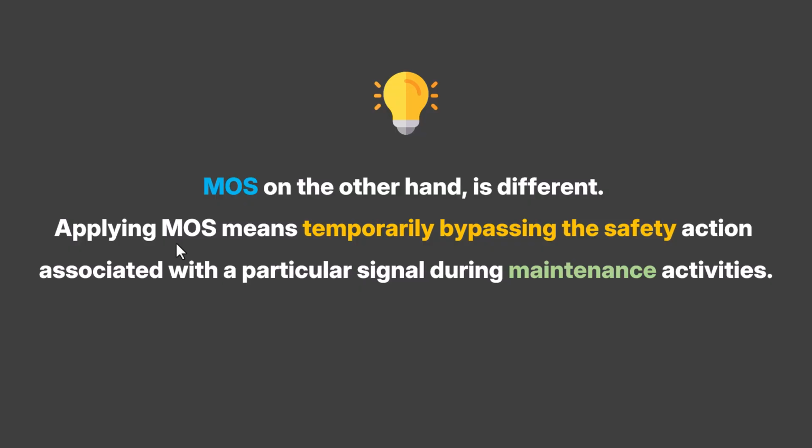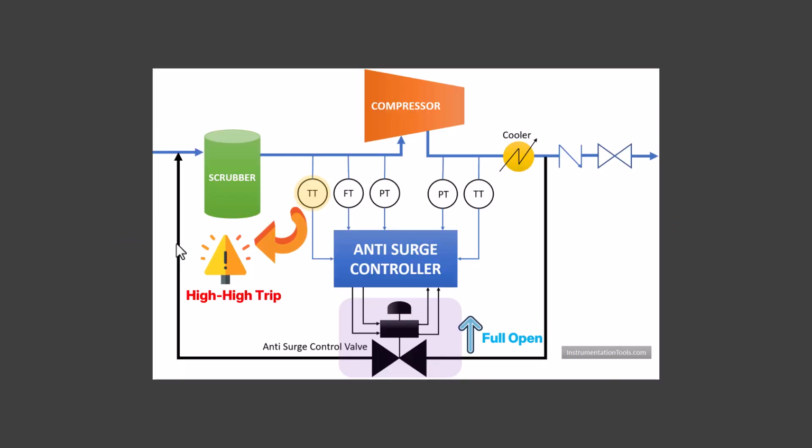MOS, maintenance override switch, on the other hand, is different. Applying MOS means temporarily bypassing the safety action associated with a particular signal during maintenance activities. For example, imagine that a compressor is configured to trip whenever the suction temperature reaches a high limit. If you apply MOS to that safety input, the compressor will no longer trip even if the high condition actually occurs. Now let me explain the difference through a real industrial experience.